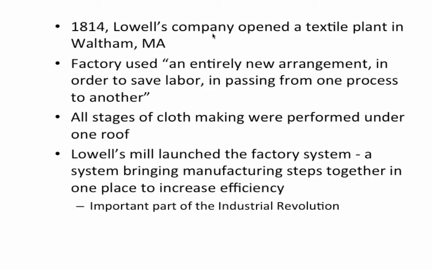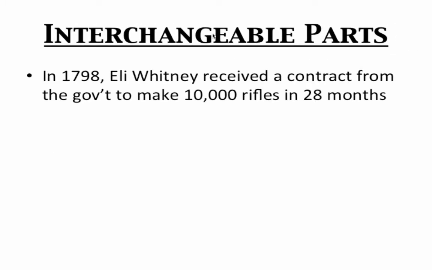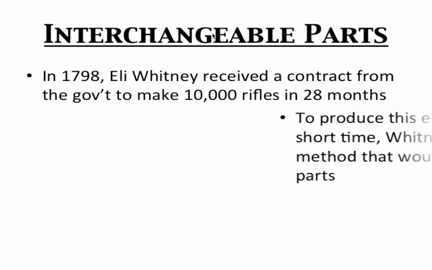He launched what is called the factory system, a system bringing manufacturing steps together in one place to increase efficiency. Again, another important part of the Industrial Revolution. Now, there was the concept, again by Eli Whitney, to develop interchangeable parts. We don't even understand why he had to come up with this. That's how far interchangeable parts have moved into our world. We don't even think about it. But in 1798, he was commissioned by the government to make 10,000 rifles in 28 months. That's clipping them out pretty quickly.